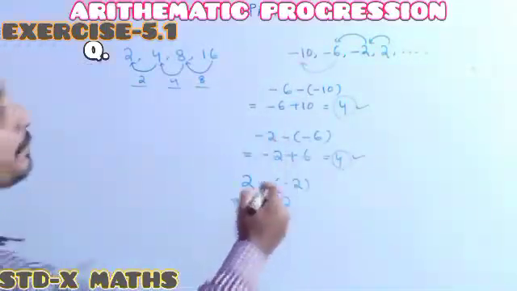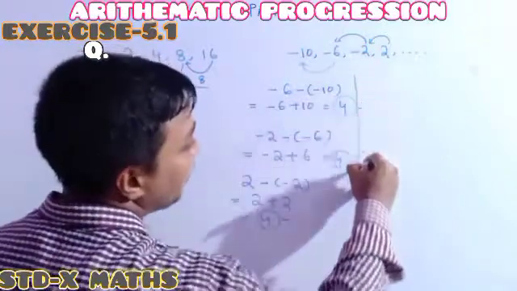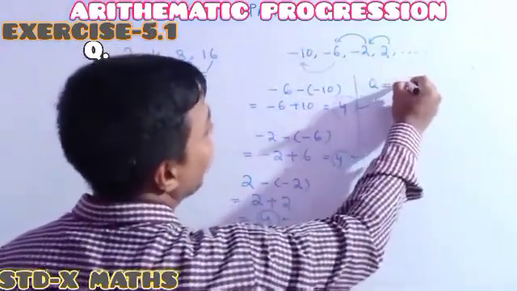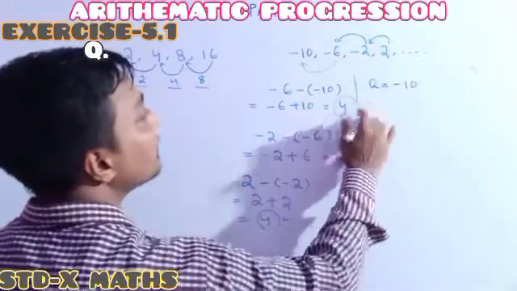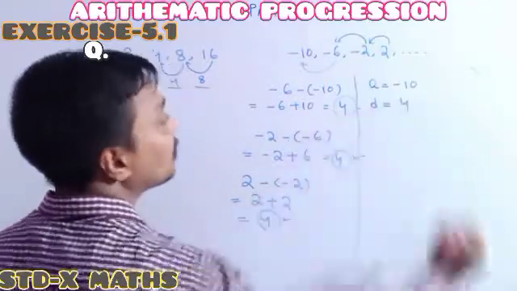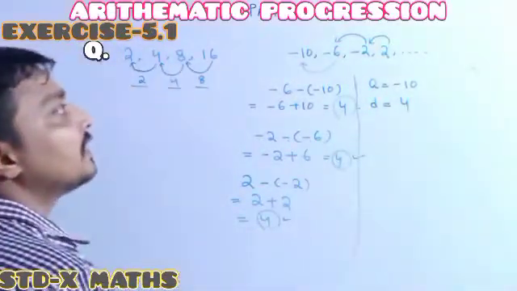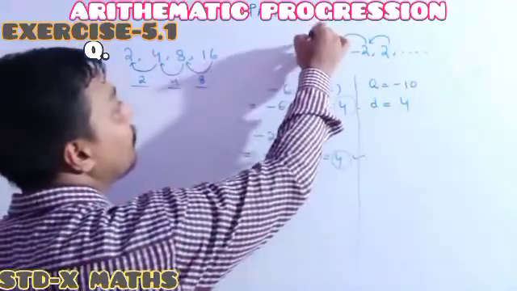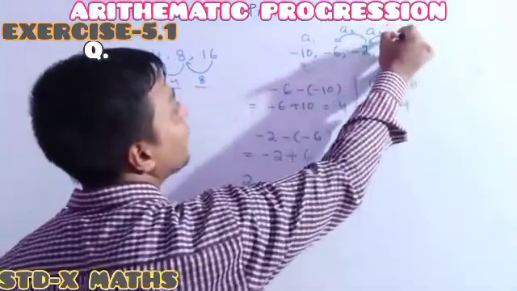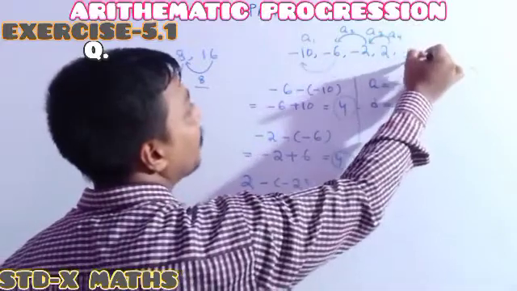And whenever it is in AP, which one is A? Just see, the first term is minus 10, and D is 4, the common difference is 4. Suppose this one is A1, this one A2, this one A3, this one A4. How to find out the next 3 terms?